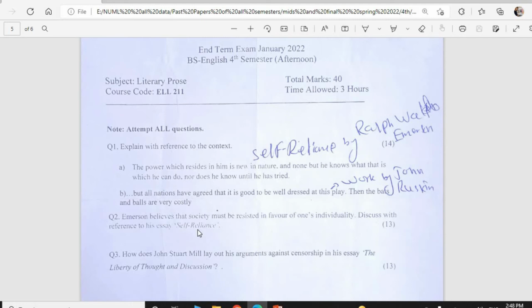And question number 3 is, how does John Stuart Mill lay out his argument against censorship in his essay The Liberty of Thought and Discussion? Censorship means anything that is banned. Obviously we have a lack of freedom of speech, right? And here you discuss the state. So it's all about the freedom of expression and speech, right? In his essay Liberty of Thought and Discussion, he discusses how discussion improves understanding, so such things you have to discuss.